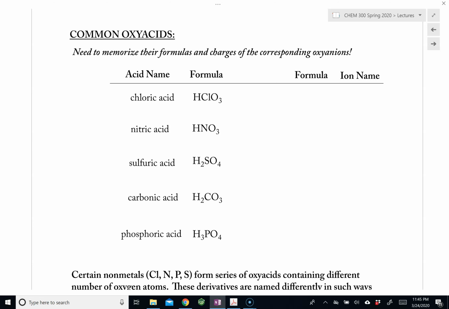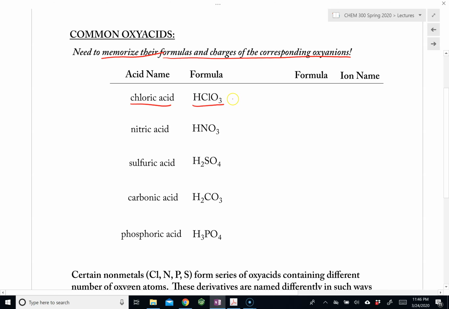So in this case right here, to name the many oxy acids, we want students to commit to memorizing a few oxy acids and their chemical formulas. And once we have memorized these common oxy acids, we will be able to name the hundreds of oxy acids. So here are a few basic ones that you need to remember. First one, chloric acid. Chloric acid has the chemical formula of HClO3.